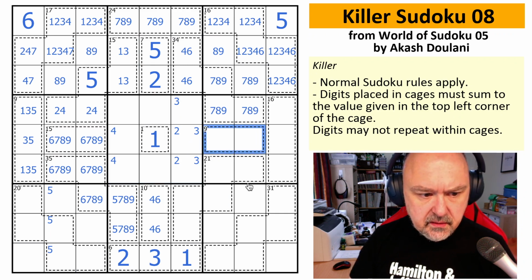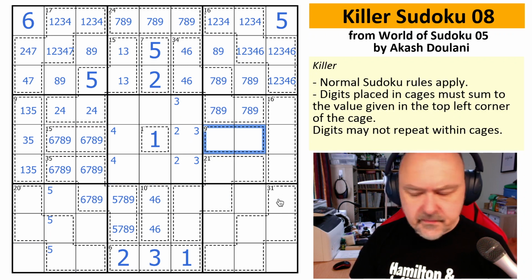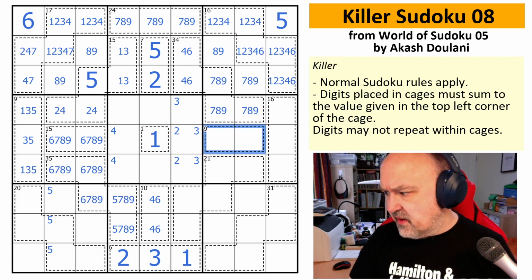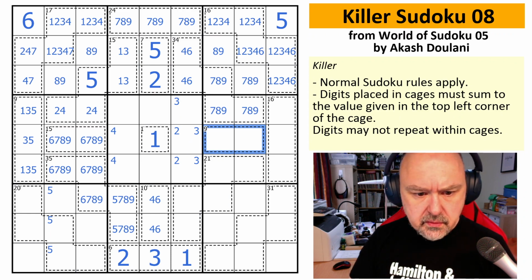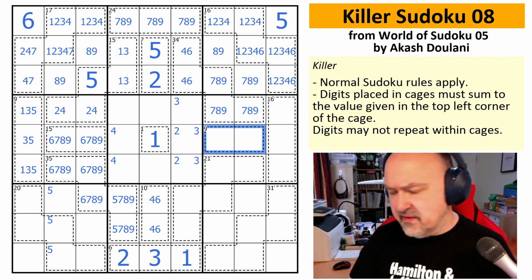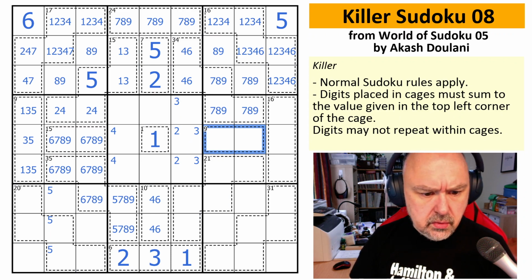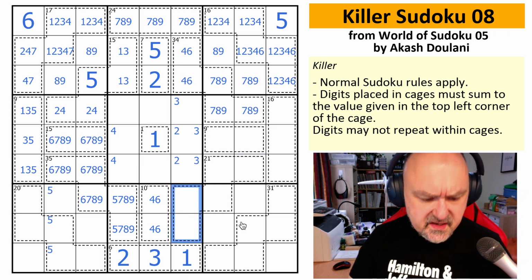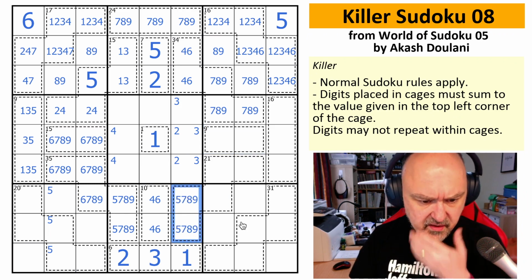This 9 doesn't seem to be that restricted. What are the options for 31 in 5? There's lots of them. What about 21 in 5? Even more. Can I reduce this any more? So these are from 5, 7, 8, and 9.